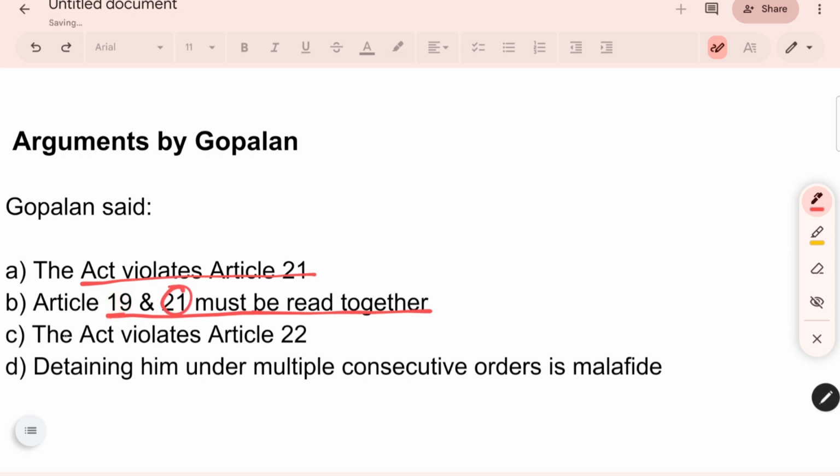And third, he said that the Act violates Article 22. It means that no proper communication of grounds was given to Gopalan for his detention, and that is why there was no fair opportunity to challenge the detention either. Detaining him under multiple laws through consecutive orders is malafide in nature.